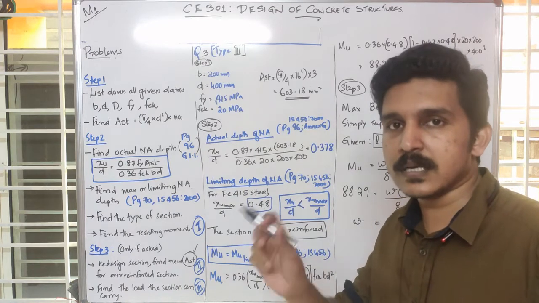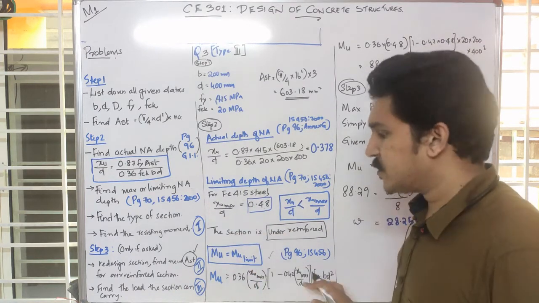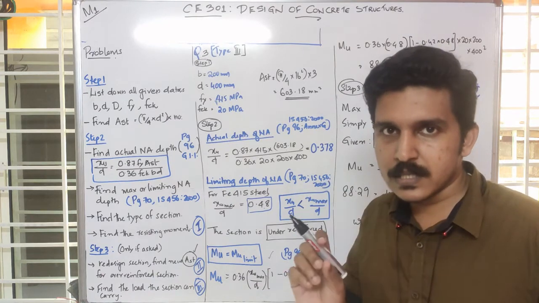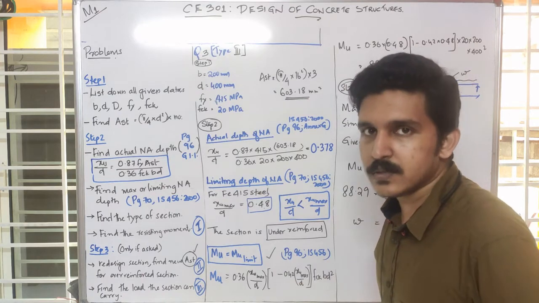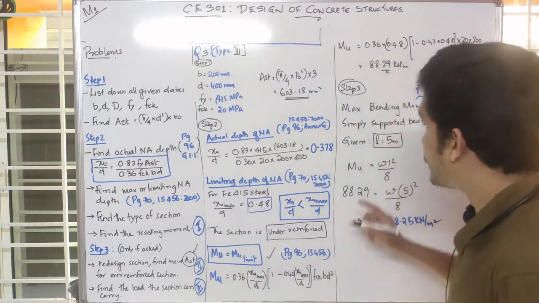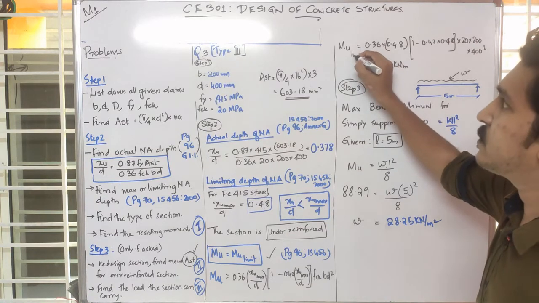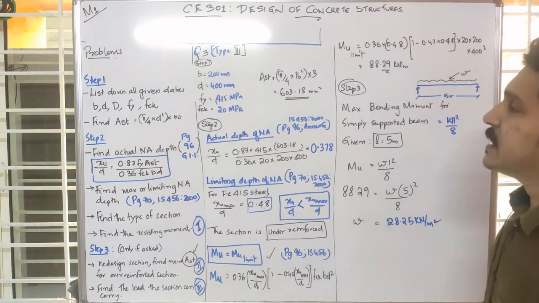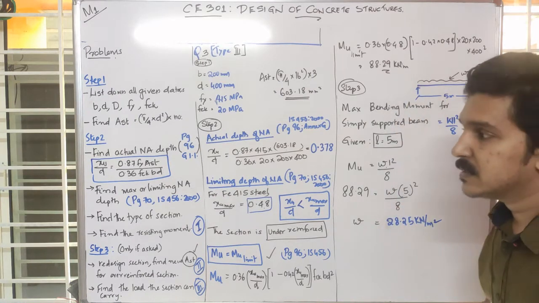In this question, if it is asked just to find the UDL that can act on this, then we can use a normal case. Depending on the question, you have to change it. So normally, if it is asked like this, you have to equate to the ultimate moment. Substituting every value, we get the ultimate moment, or the maximum limiting moment, as 88.29 kN meter. So this is the second step.